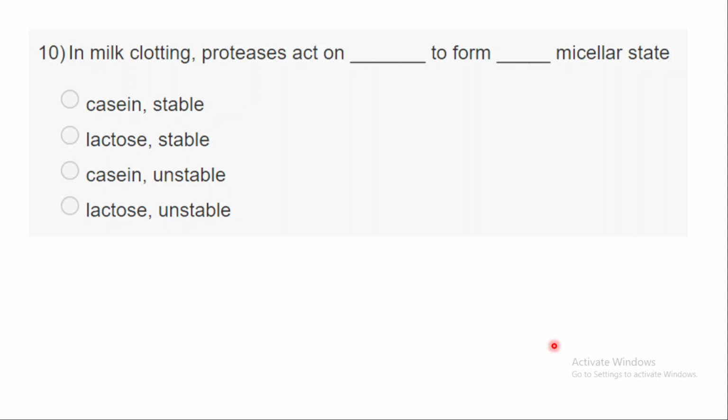And the last question of this session, it's about milk clotting. In milk clotting, proteases act on dash to form dash micellar state. Option A, casein stable. Option B, lactose stable. Option C, casein unstable. Option D, lactose unstable.